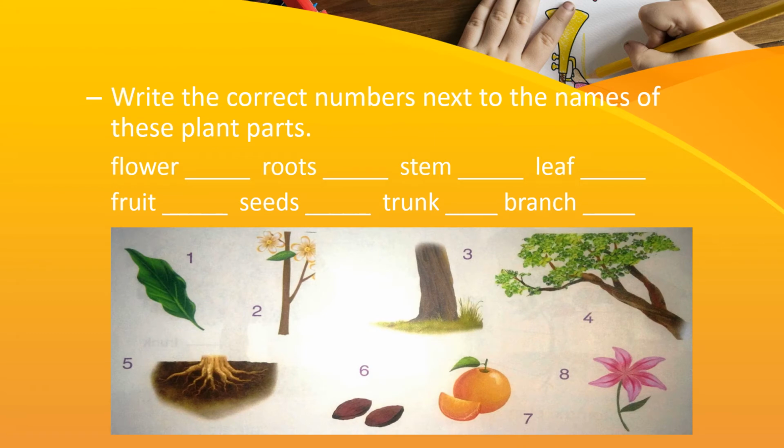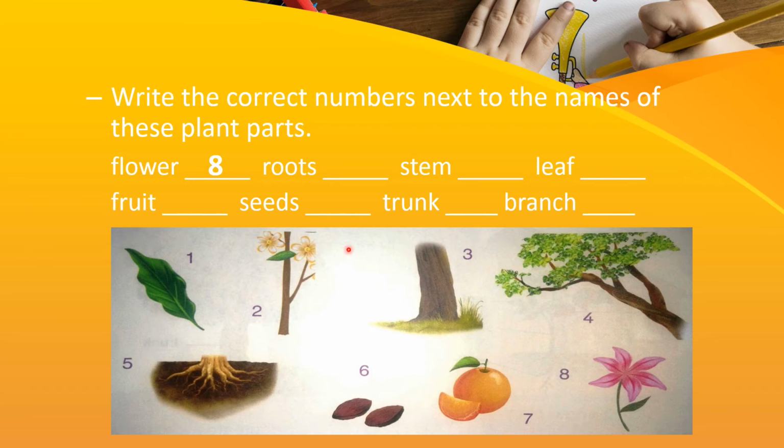This is the other part of the same question. Write the correct numbers next to the names of these plant parts. You can see different parts of the plant and the numbers. You have to read the word and give the correct number. The first one is flower. Find the picture of the flower in this picture. Yes, this is flower and the number is 8. So we will write 8 in front of flower.